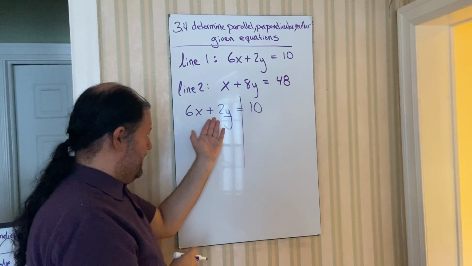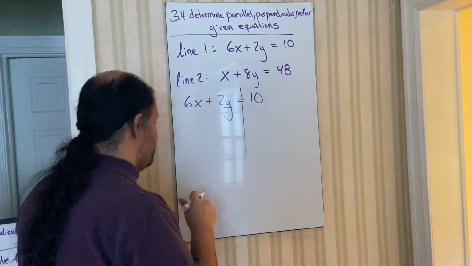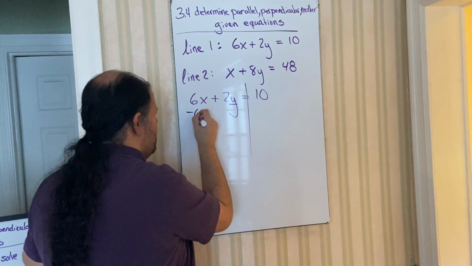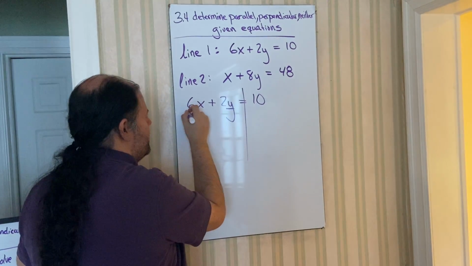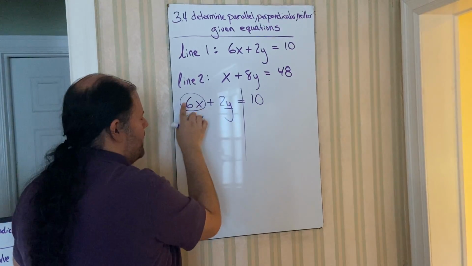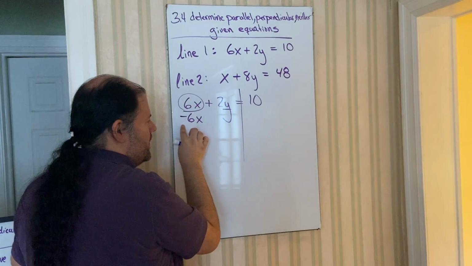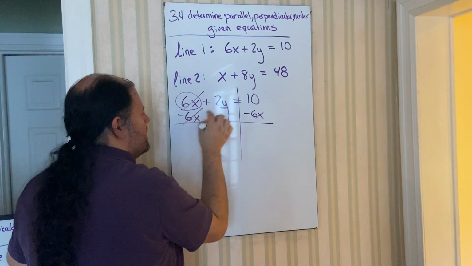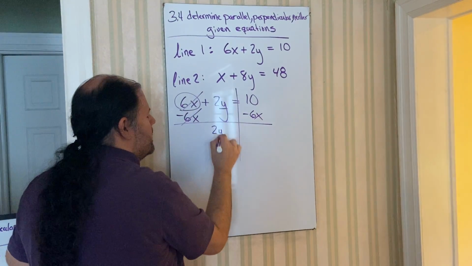See how this 6x is added? So we have to move it. The opposite of a positive 6x would be a negative 6x. Remember, it's the opposite of what this is. So that's a positive, the opposite would be a negative. Whatever you do on one side, you have to do to the other. These cancel out, so you're left with a positive 2y.